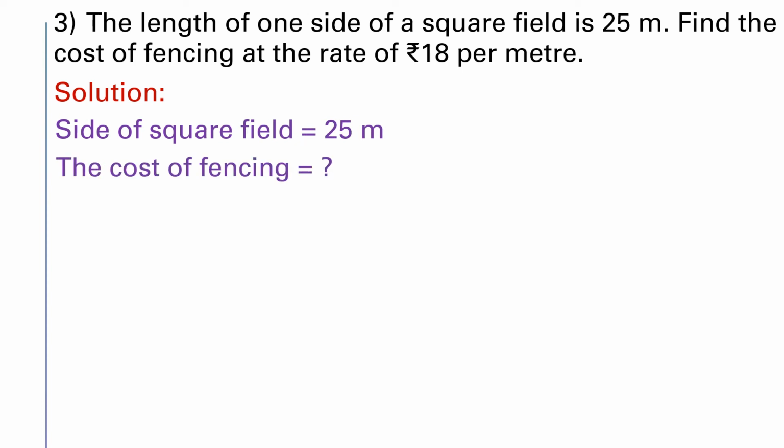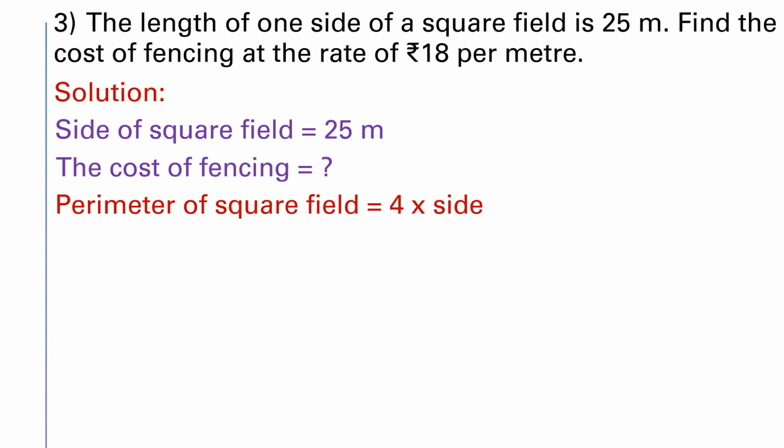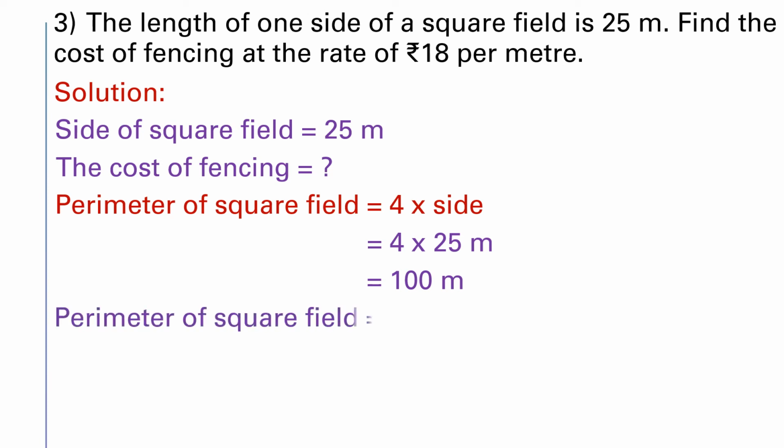Now tell me which formula we have to use. Yes, perimeter of a square field is equal to 4 multiplied by side. And side is equal to 25 meter. So write down 4 multiplied by 25 meter. Now do the multiplication. 25 fours are 100. So we get 100 meter. So perimeter of a square field is equal to 100 meter. That means length of fencing is equal to 100 meter.